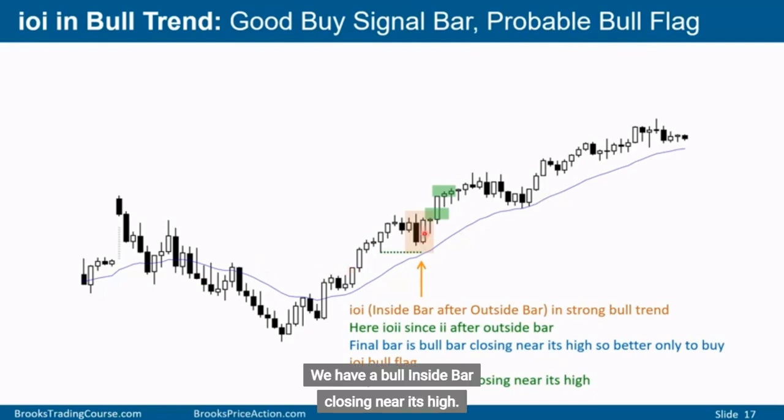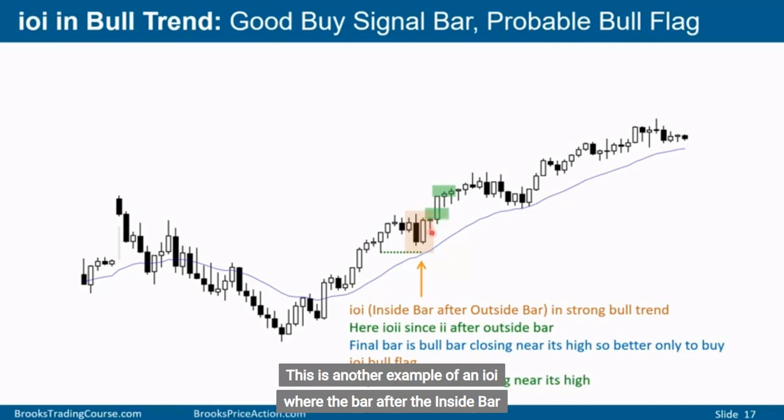We have a bull inside bar closing near its high. The bar before it is an outside bar. It's outside of that, so it's an IOI breakout mode pattern. It's in a bull trend. It's a small pullback bull trend. Small pullback, small pullback, small pullback. It's a bull bar closing near its high. The bar after is a bull bar closing on its high. So I would buy above the high of that bar, hoping for a swing up.